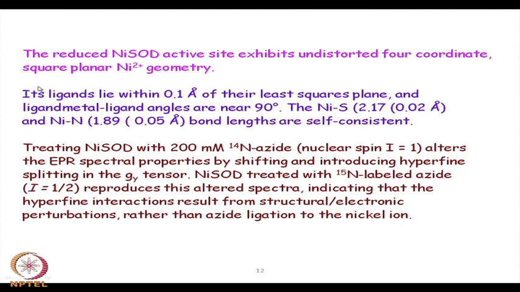So, this basically gives us something: you get all this information for long distances for this apical binding and short distances for basal binding. Okay.